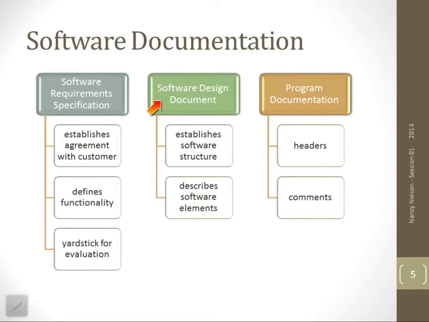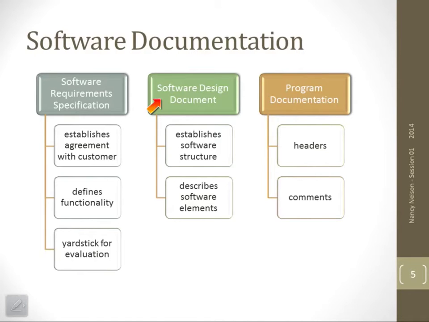So the Software Requirements Specification, as the name implies, is going to specify what's required of our program. So one of its main goals is to establish that agreement with our customer, whoever that may be. It's going to give us a preliminary definition of our functionality, and it's going to give us a way to measure or determine whether our program is doing what it's supposed to do.